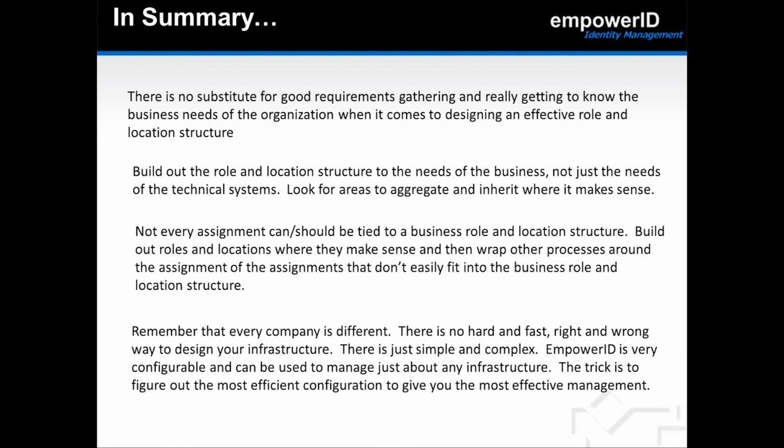And then finally, remember, every company is different. There's no hard and fast, right and wrong way to design your infrastructure. There's just simple and complex. EmpowerID is very configurable and can be used to manage just about any infrastructure out there. But the trick is to figure out the most efficient configuration that gives you the most effective management, gives you the most bang for your buck.